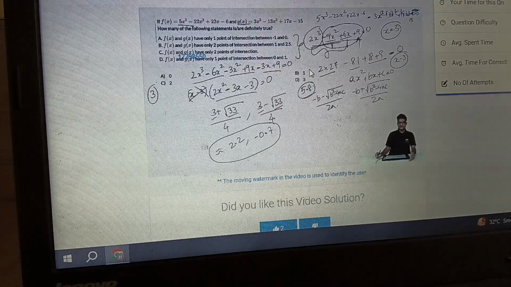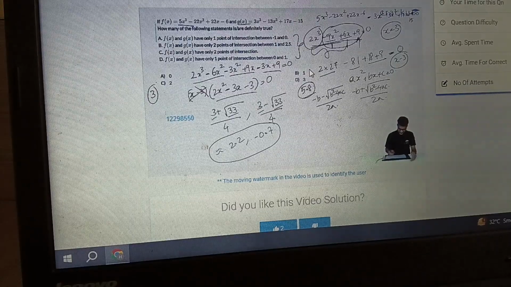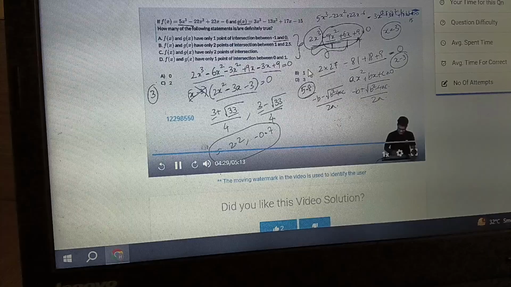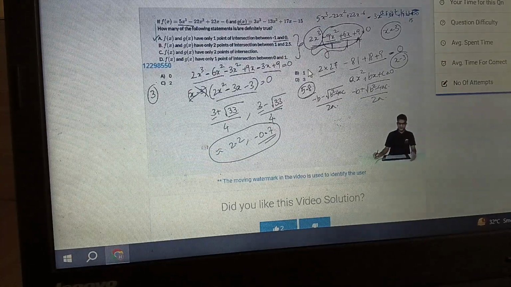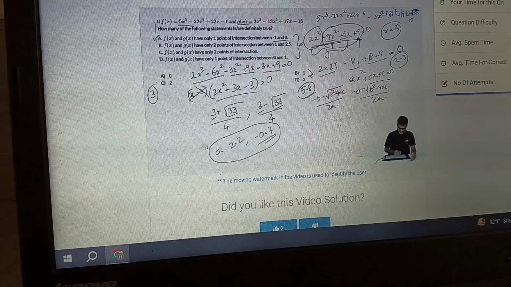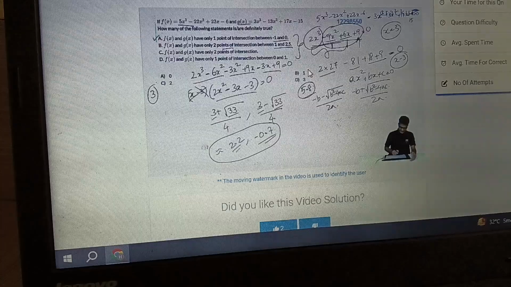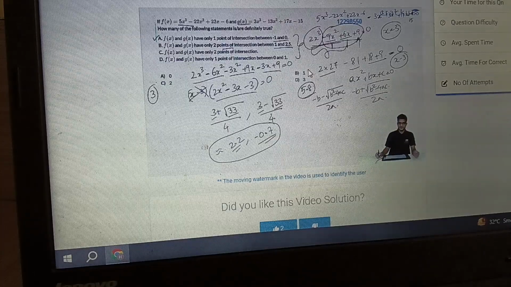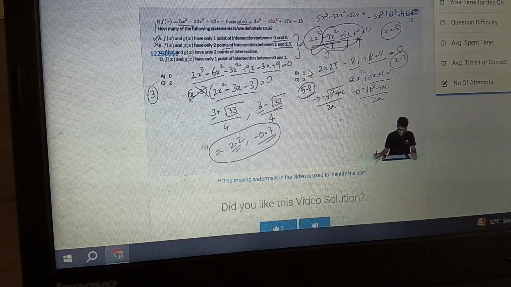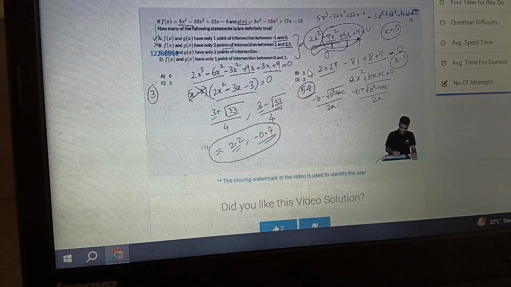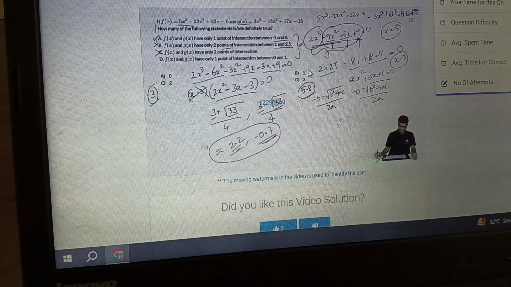Now let us try to look at all the four options that are given to us. The first option says that there is one point of intersection between minus 1 and 0. This is true, and that point is closer to minus 0.7. The second option says that there are 2 points of intersection between 1 and 2.5. This is not true. There is exactly one point of intersection between 1 and 2.5, and that is close to 2.2. The third one says that f of x and g of x have only 2 points of intersection. This is also not true. There are 3 roots, so there are 3 points of intersection.